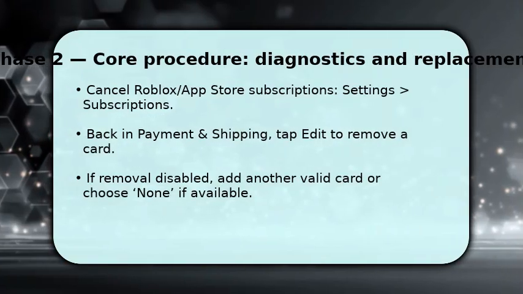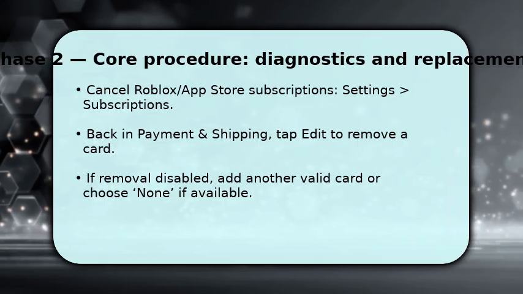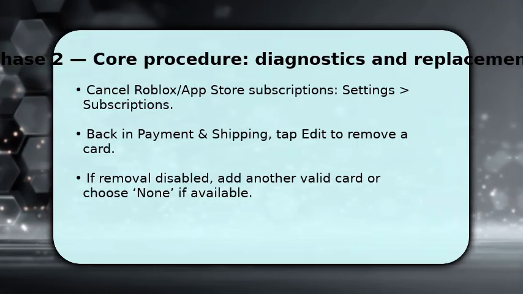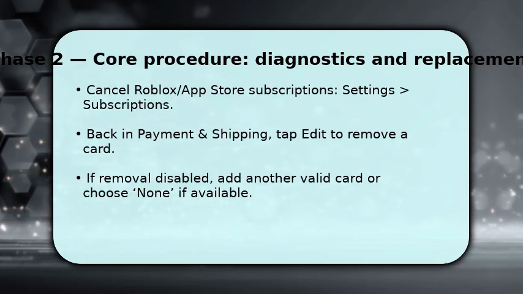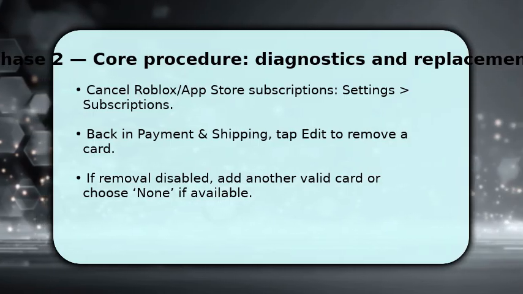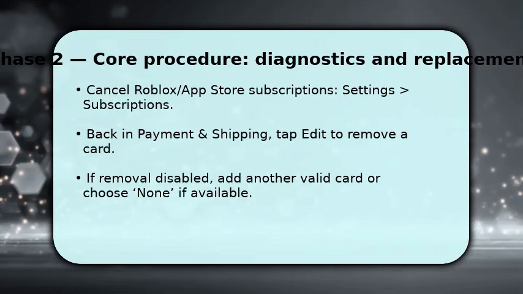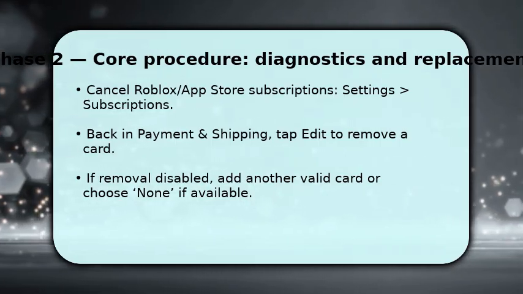Once done with settings, tap Subscriptions and cancel any Roblox recurring plans. You must stop future charges to remove the card. Then return to Payment and Shipping, tap Edit, and locate the card you want to remove, swipe left or tap Remove. If Remove is grayed out, add an alternative payment method or select None if Apple shows that option.